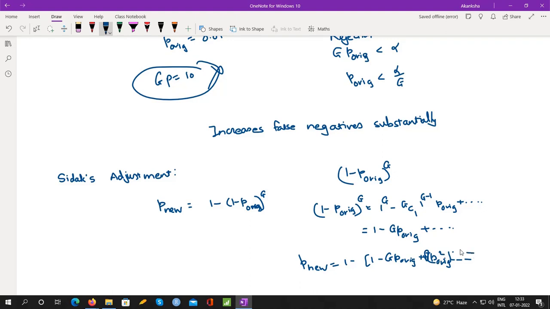Okay, does that help others? Does that help in proving one way or the other whether Sidak is less or Bonferroni adjusted is smaller?